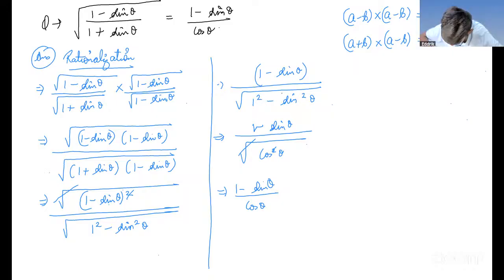Basically, the root of 1 minus sine theta can become 1 minus sine theta into 1 minus sine theta upon 1 plus sine theta into 1 minus sine theta. Sine theta.